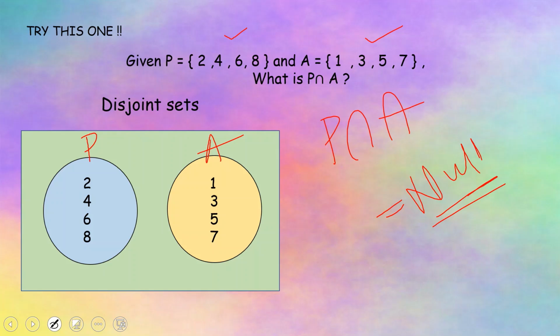And this type of sets are called disjoint sets. Disjoint sets are those sets which don't have any element in common. Okay, clear? This is what is called disjoint sets. We have seen intersection of sets, we have seen disjoint sets.